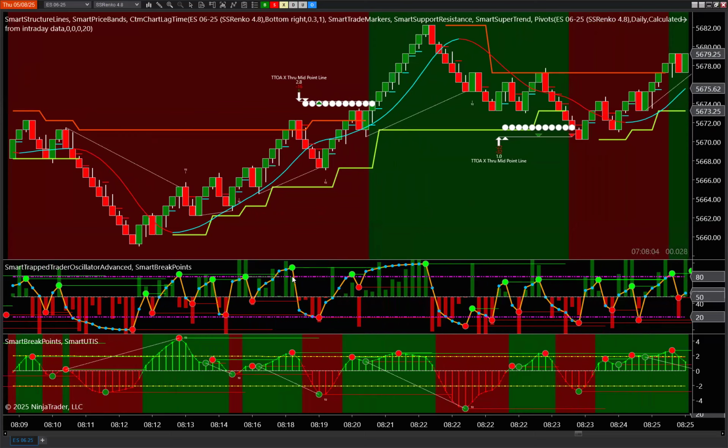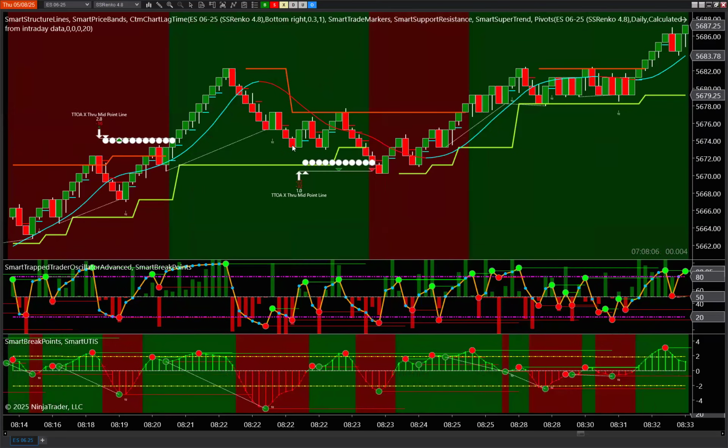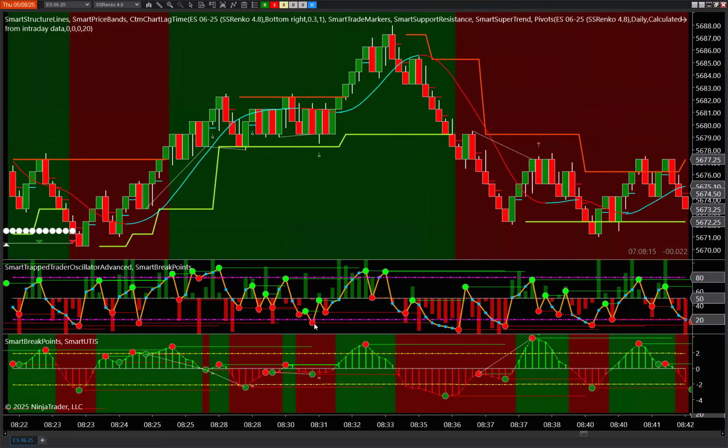Green dot above the purple line through the midpoint line, yes. Not a very good trade there, in our opinion. Really not a very good trade here, in our opinion, but it is an entry, okay? So we keep looking. Green dot, red dot below the purple line. Yes, it is through the midpoint line.